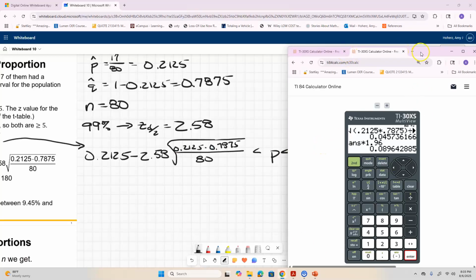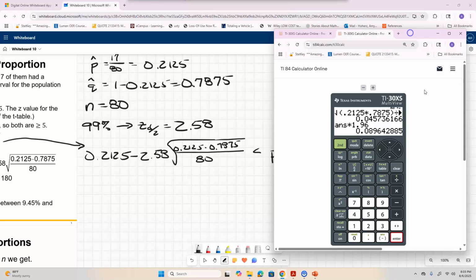Okay, so clear this out. I sometimes will work what's underneath the square root first and then just multiply it by 2.58, but I think I'll just go straight for it this time. So 2.58 times the square root of 0.2125 times 0.7875 divided by 80. Now, be really careful with your calculator.